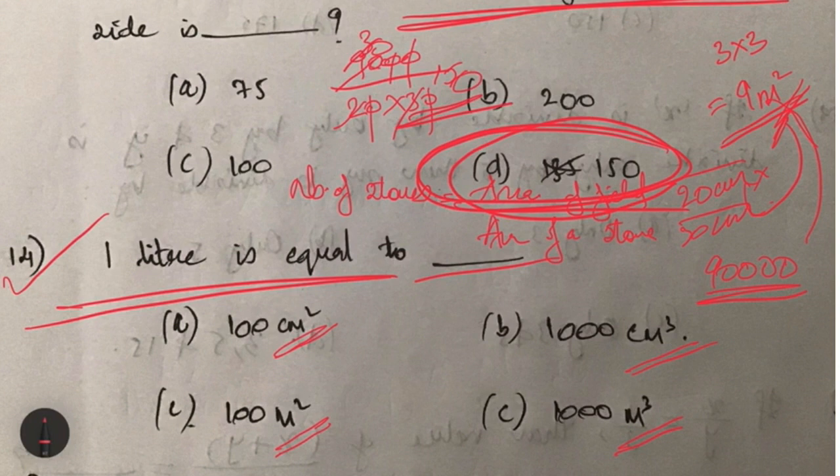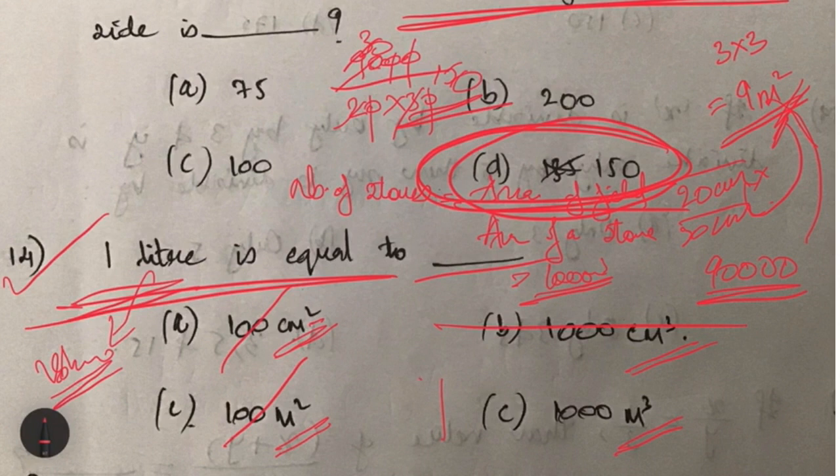Liter has the unit of volume, right? Volume is always in cubic meter, not in square centimeter. So these two options are removed. 1 liter is equal to actually 1000 meter cube, not 1000 centimeter cube. So the answer is option D. Option D, the answer is 1000 meter cube. Hope you are clear with it. So let's go to the next question.